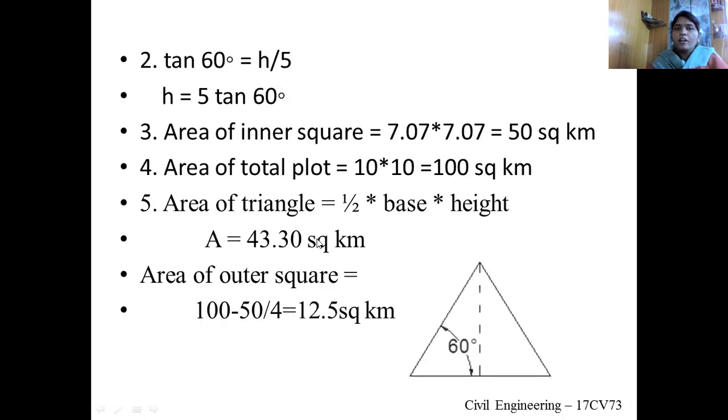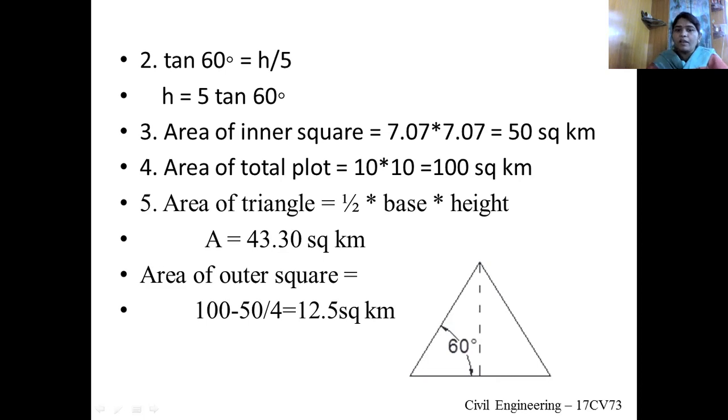Next, you have to find out similarly the equilateral triangle. What is the height h? H is nothing but 5 tan 60. Now area of the inner square. We got the hypotenuse as 7.07, so 7.07 into 7.07, we get 50 square kilometers. The outer plot is 10 into 10, 100.